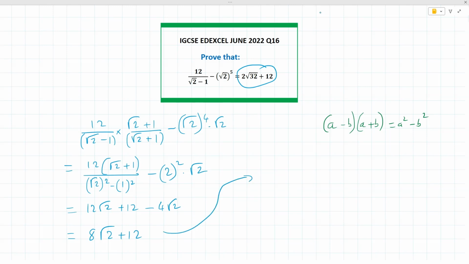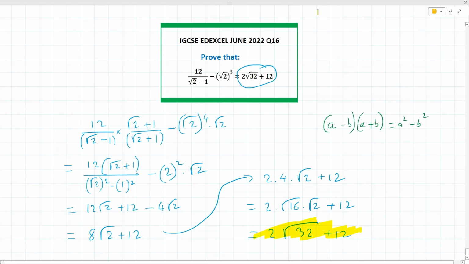And so if we continue our work over here, what we can do is we can change 8 root 2 into 2 times 4 times root 2 plus 12. And we can switch the 4 into a root of 16. We can say that this is 2 times the square root of 16 times the square root of 2 plus 12. And since 16 and 2 are under the square root, they can be multiplied together. And we get the result that we wanted, which is 2 times the square root of 32 plus 12. And so for this question, that is the answer that we wanted.